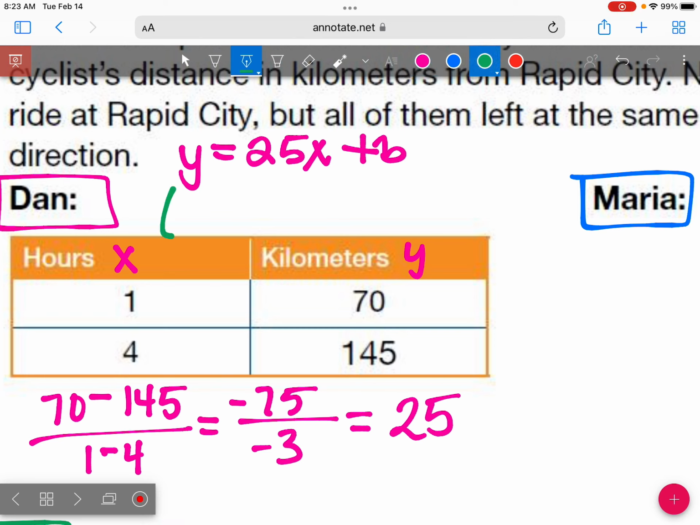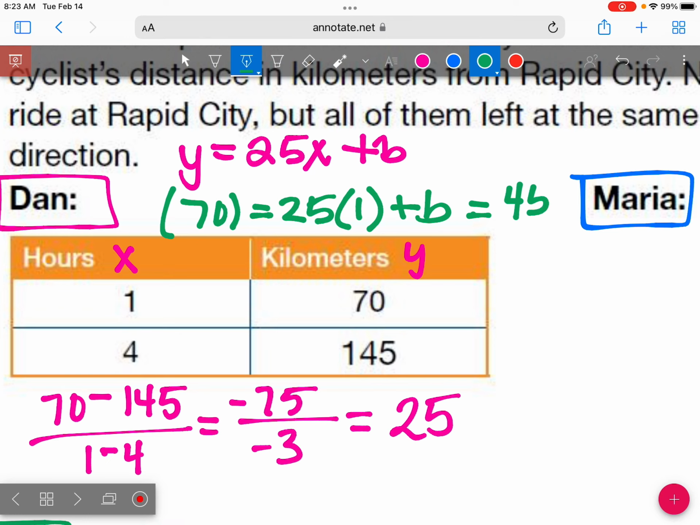So we can plug in y is 70. 25 times 1 plus b. What do you get for b? Yeah, 45. Okay? So that means Dan's equation is y equals 25x plus 45.